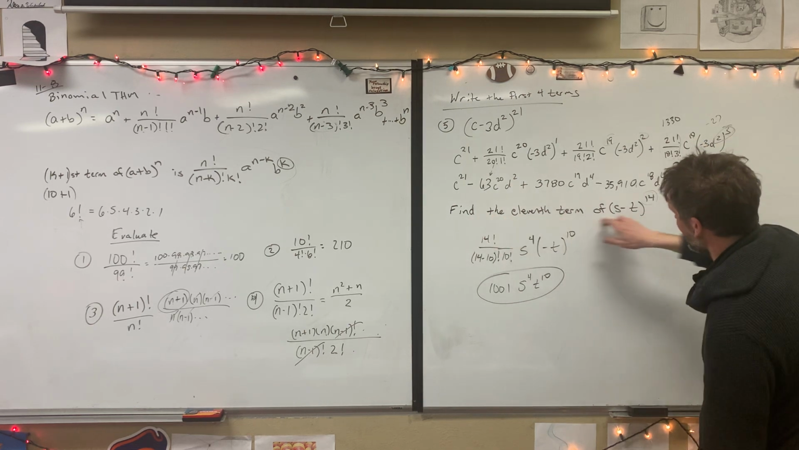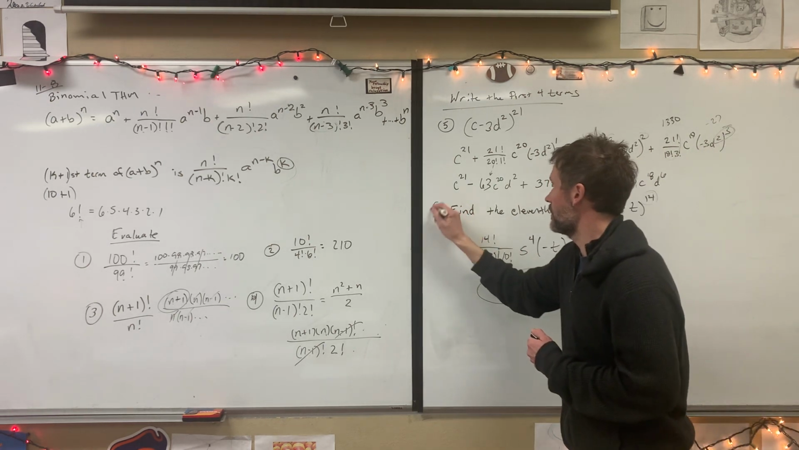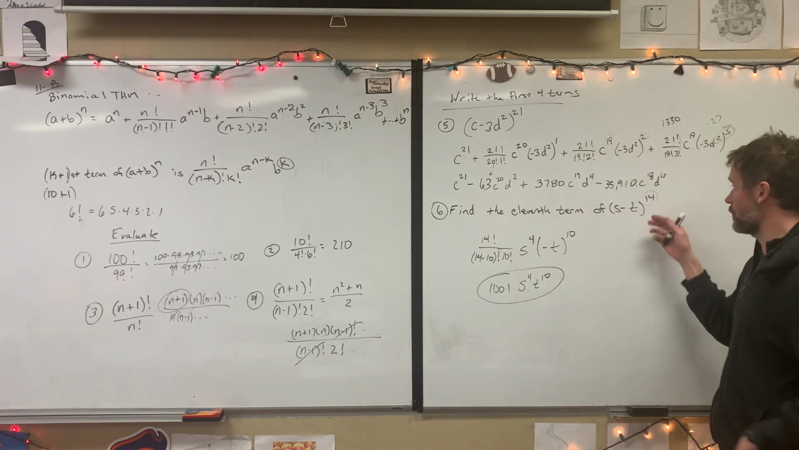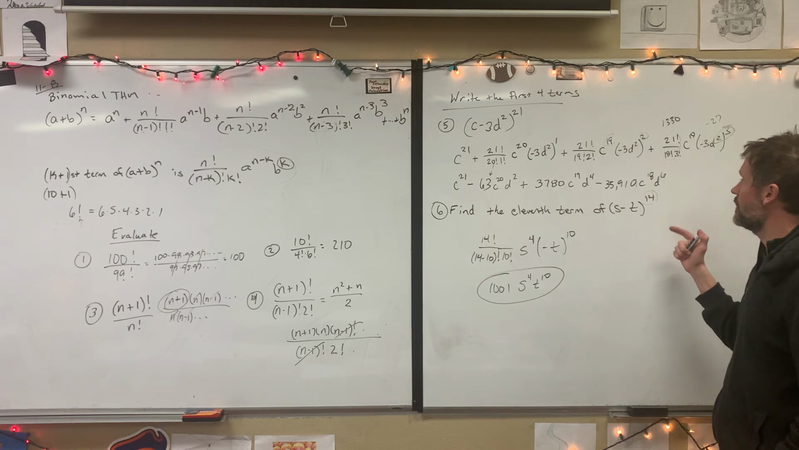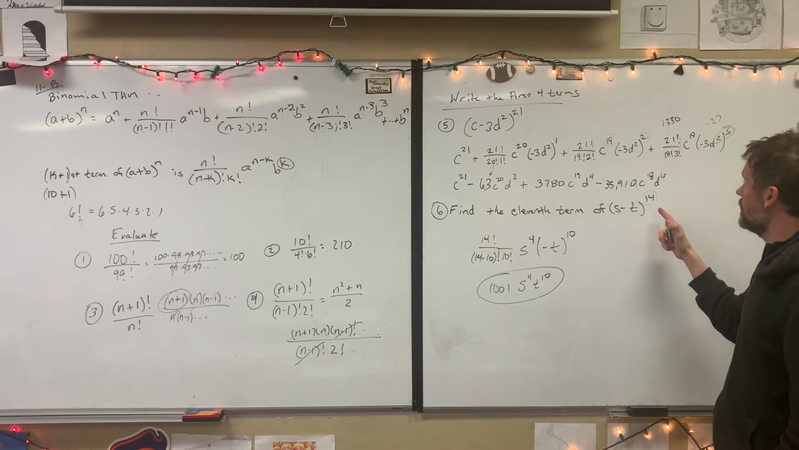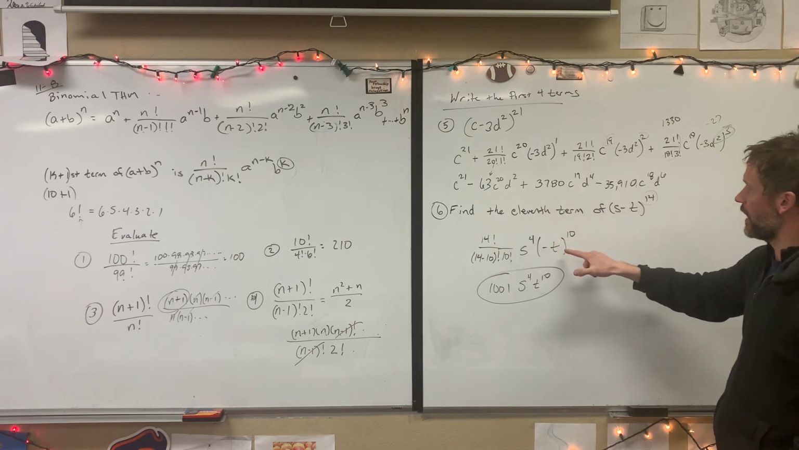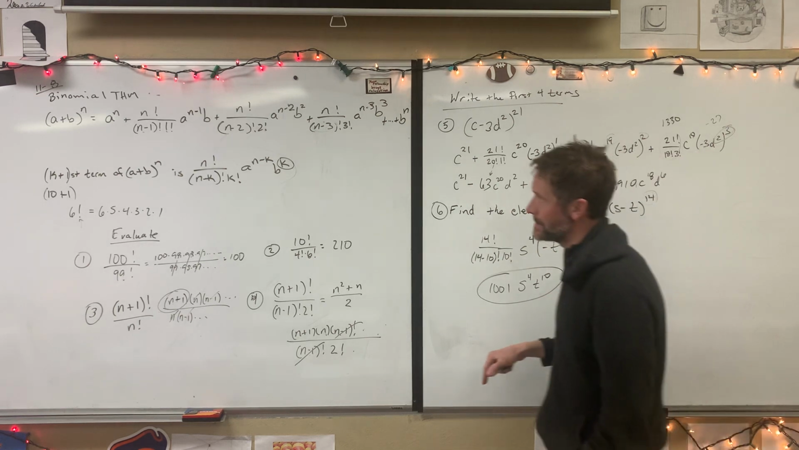Then we want to find the 11th term here. Separate problem. Sorry, this is number 6 here. The separate problem is s minus t to the 14th. And so when we have s minus t to the 14th, the 11th term is going to have the second variable to the 10th power.